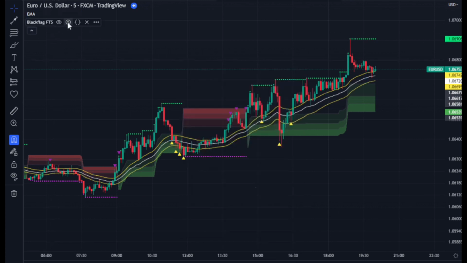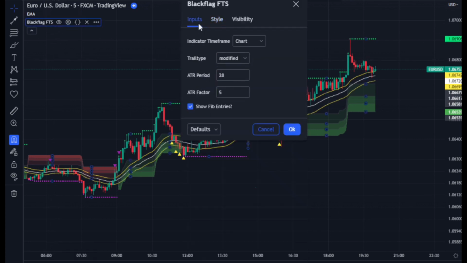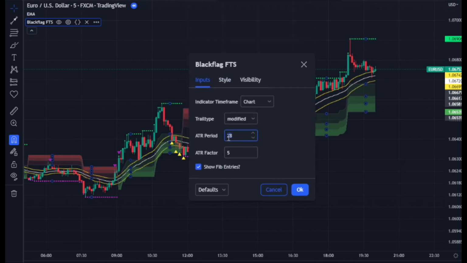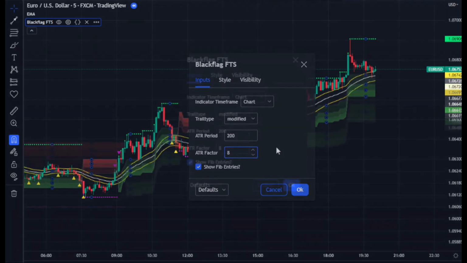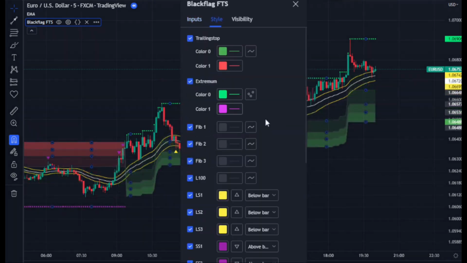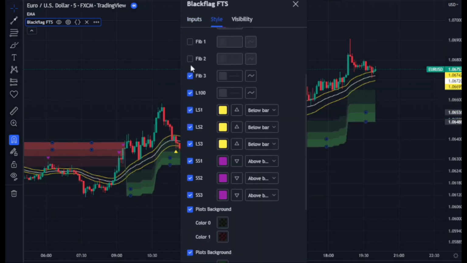Now we modify the swing arm ATR trend indicator. We go to its inputs and we are going to modify the ATR period from 8 to 200. And the ATR factor from 5 to 8. And in its style we are going to deactivate all but the last option that says plots background.